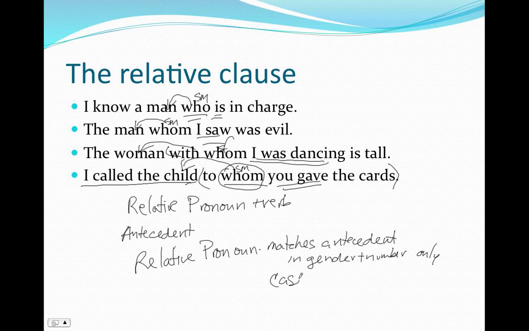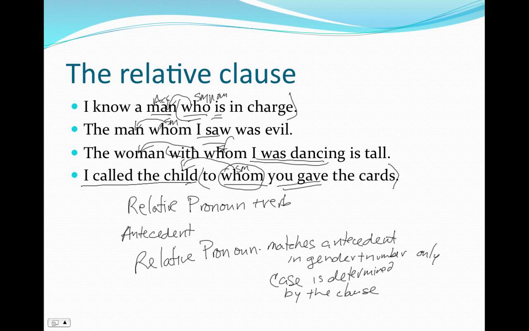The case is determined by the clause. And again, I'm going to point to our examples. So I know a man who is in charge. So if we just look at this clause, who is in charge, who is the subject here. So this who is going to be nominative. Singular, masculine, nominative. Even though man here is accusative, who is nominative. All right, so the case can change. The case of the relative pronoun and the case of the antecedent don't have to be the same.